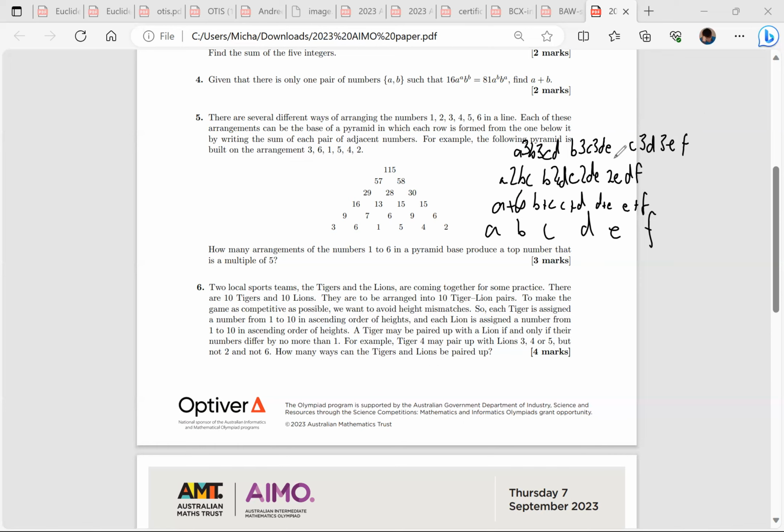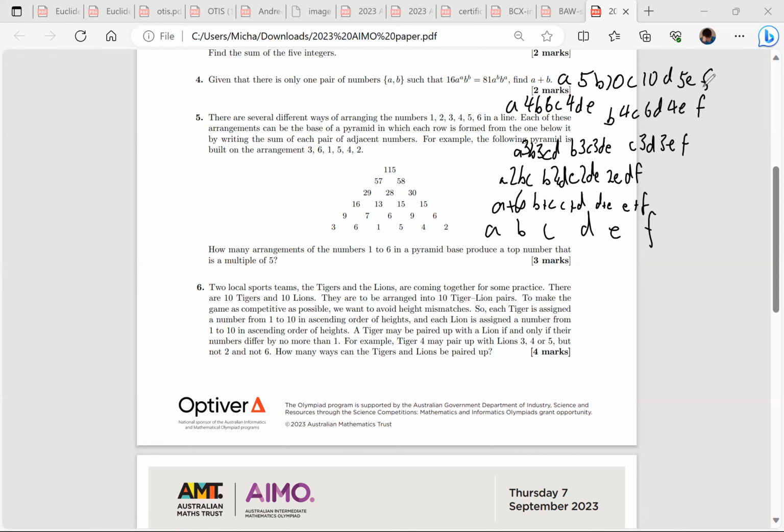Okay, and then B, 4C, 6D, 4E, F. Here it's A, 4B, 6C, 4D, E. And then A, 5B, 10C, 10D, 5E, F.